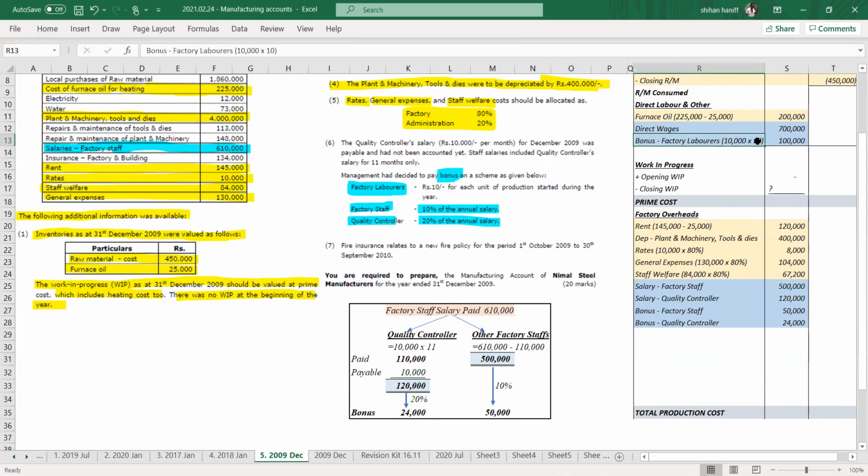Factory laborers bonus, I calculated here, 10 rupees for each production started, 10,000 units, so 100,000, which is a direct labor cost. Direct labor cost, 100,000. Factory labors. Take it under direct labor.